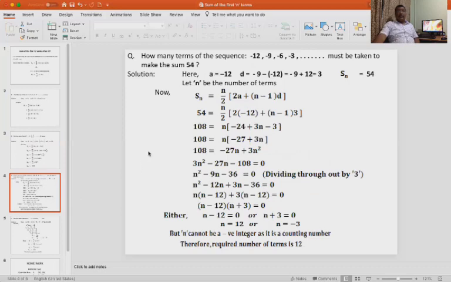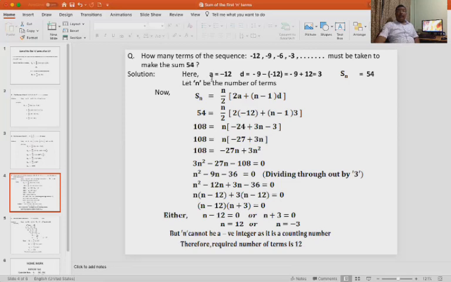Our next question says, how many terms of the sequence minus 12, minus 9, minus 6, minus 3, and so on must be taken to make the sum 54. So the sum should be 54 here.